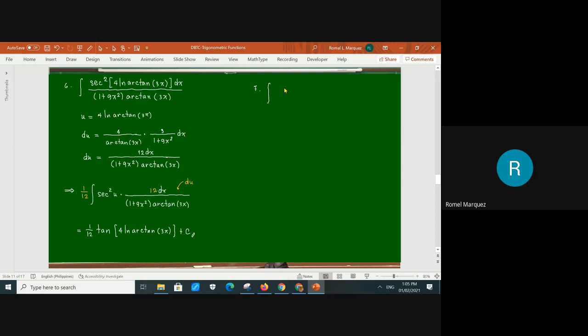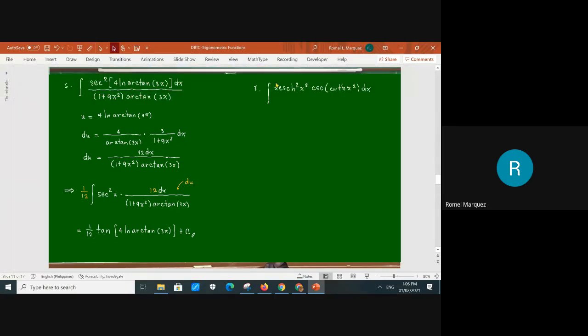Integral of, let's say I have hyperbolic cosecant squared x squared, so times x here, and then I want it to be cosecant of hyperbolic cotangent x squared. Okay, then dx.